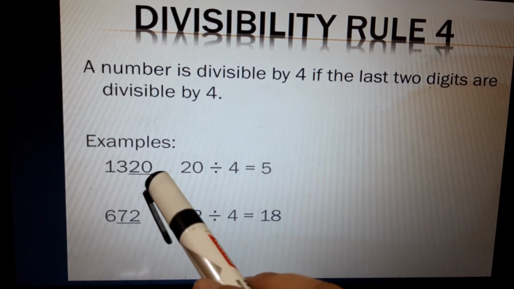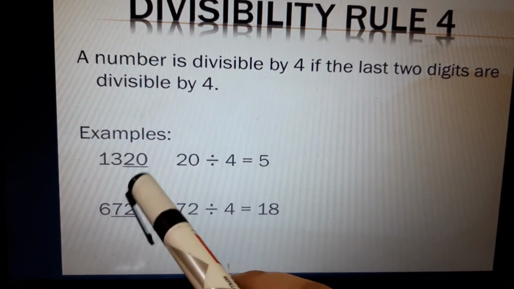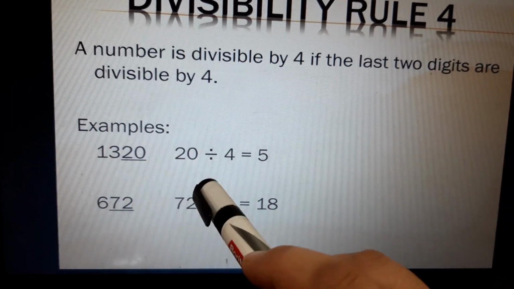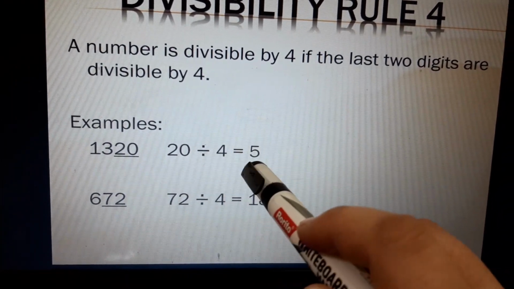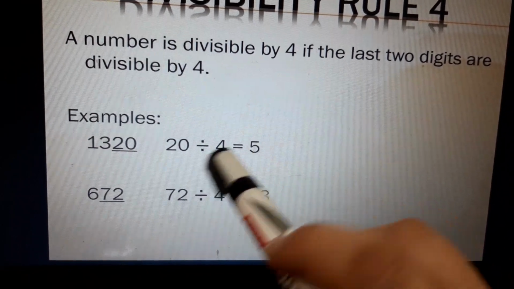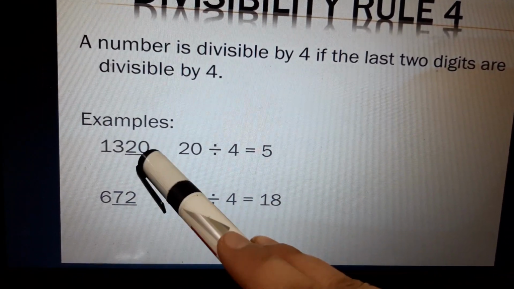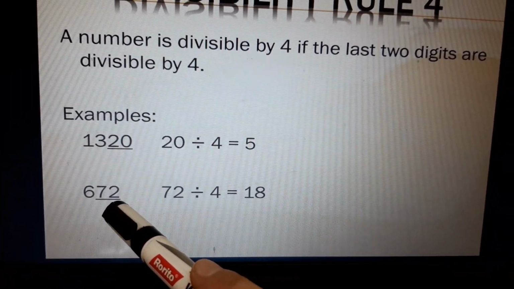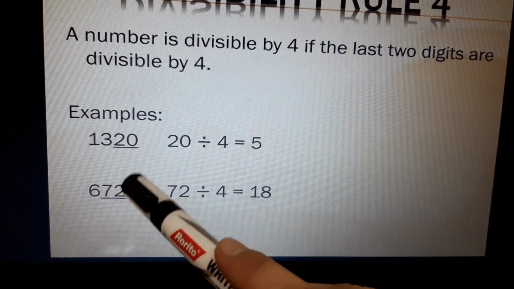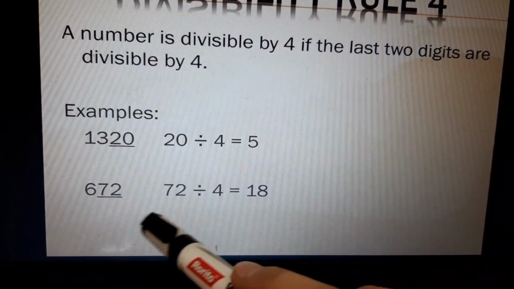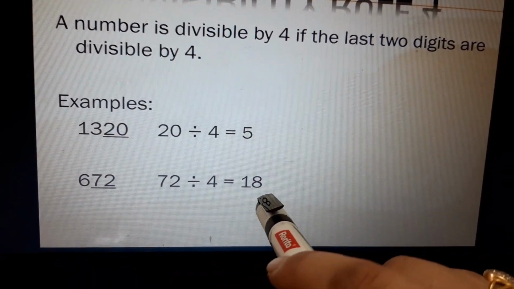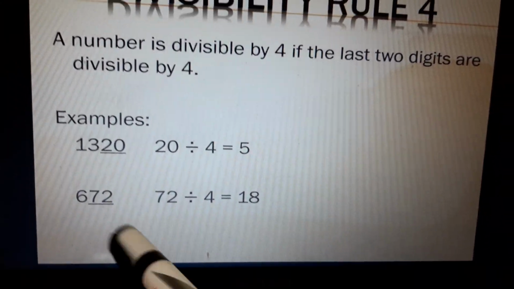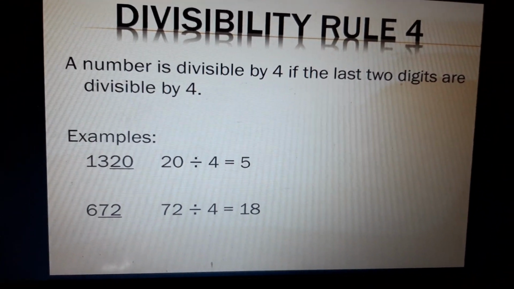For example, the number is 1320. Now the last two digits are 20. Is 20 divisible by 4? Yes, 20 is divisible by 4 and the answer is 5. So the number 1320 is divisible by 4. Similarly, if I take the number 672, what we will do? We will divide the last two digits by 4. 72 divided by 4, the answer is 18. Now 72 is divisible by 4. So we can say 672 is also divisible by 4.